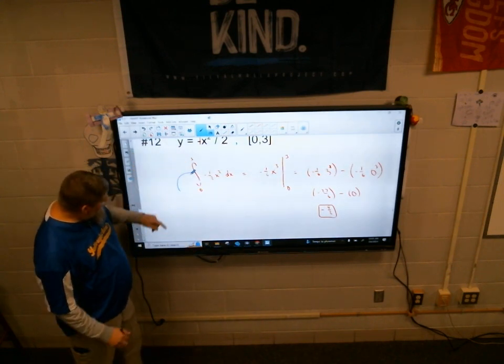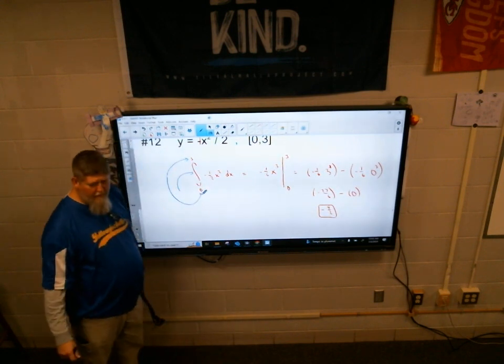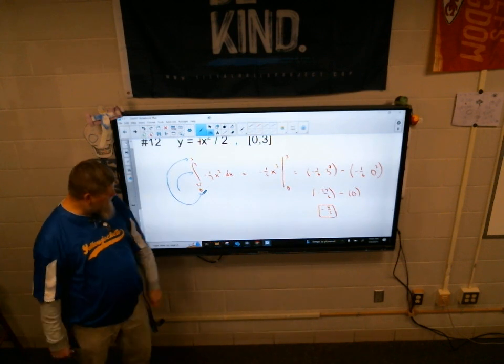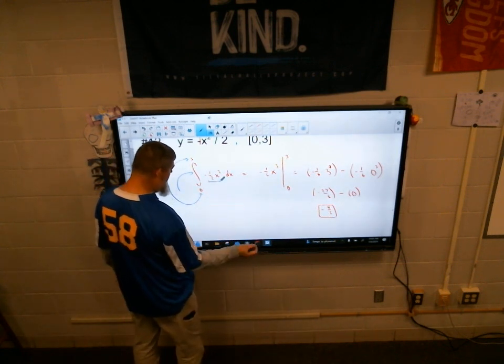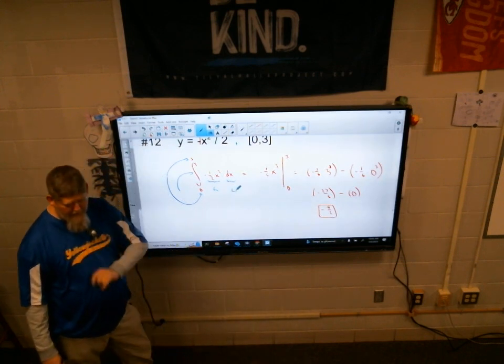Very good. And then the 3 and the 0 mean what? That's the limits of the domain. Very good. And then this right here is the height, and this right here is the width of every single one of those little rectangles. Very good.